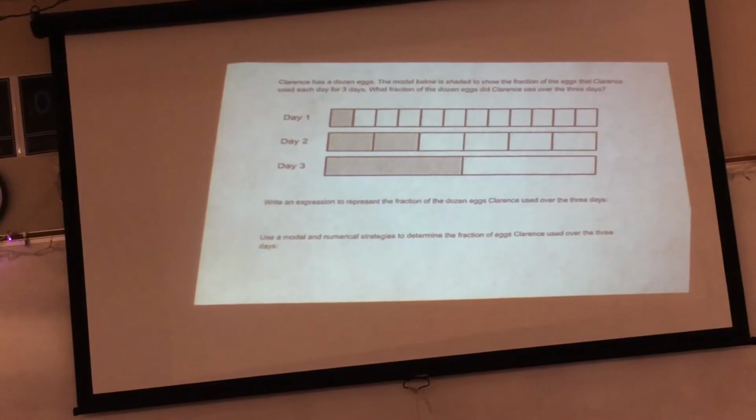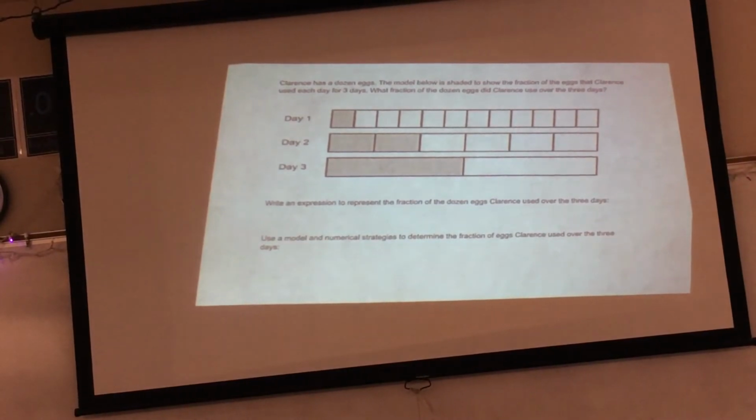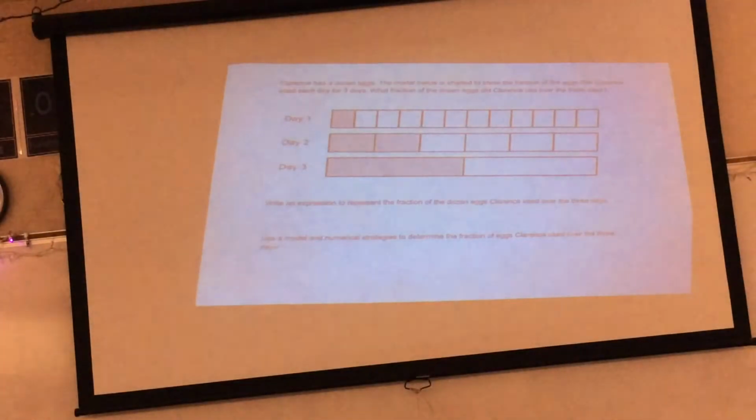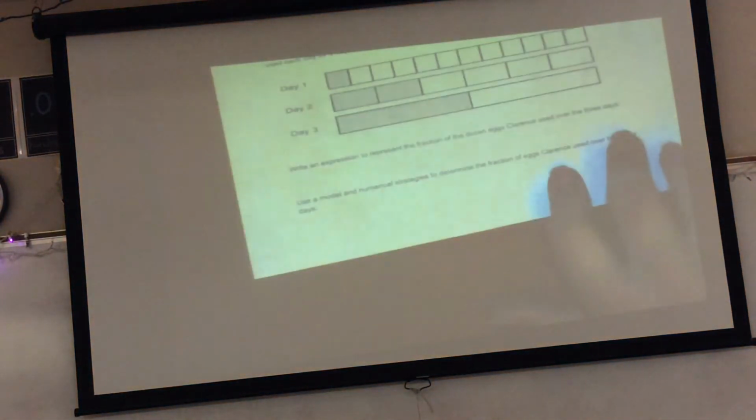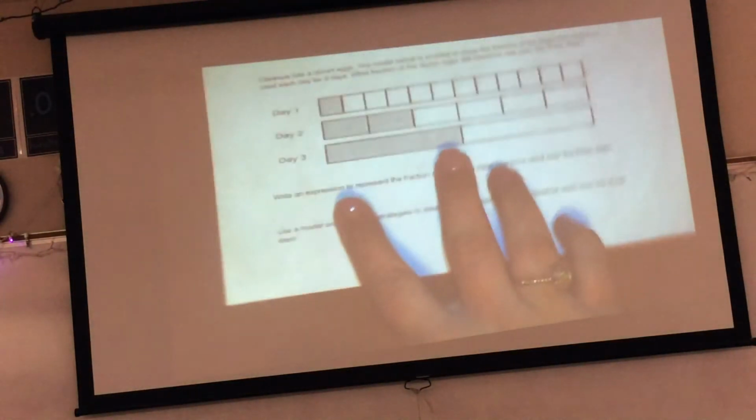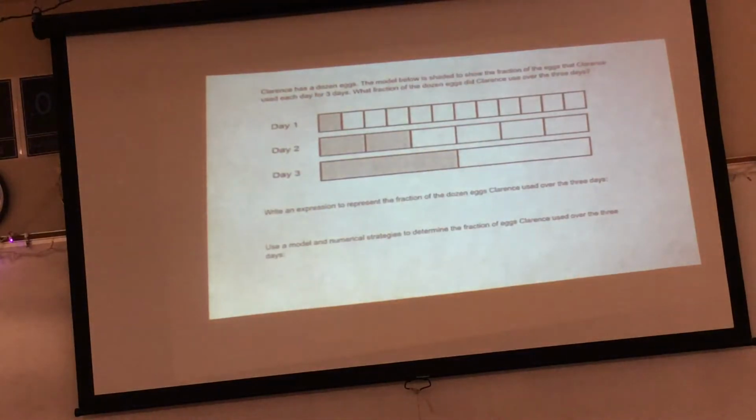We are going to talk about adding and subtracting fractions with pictorial models, with picture models. So, looking at this first. Okay. So it says, who wants to read it? Anybody? Go for it, Braden.